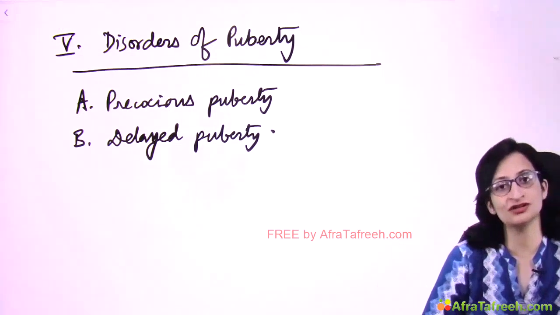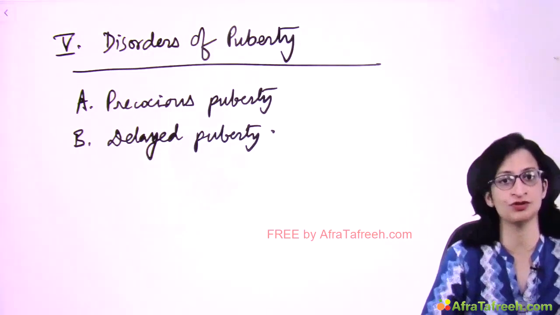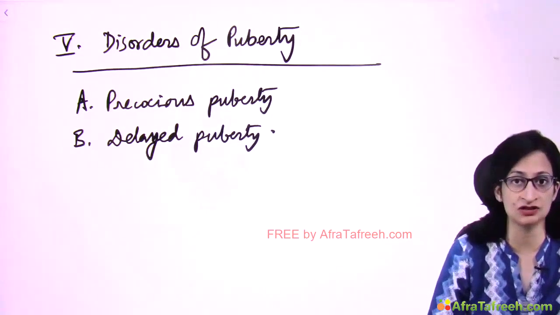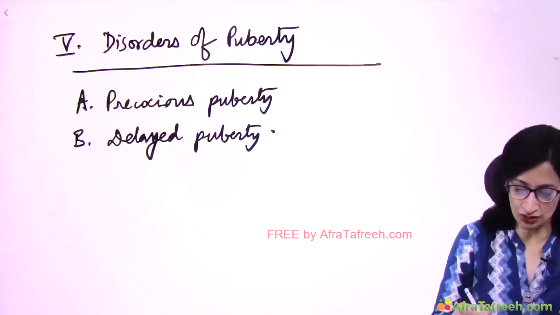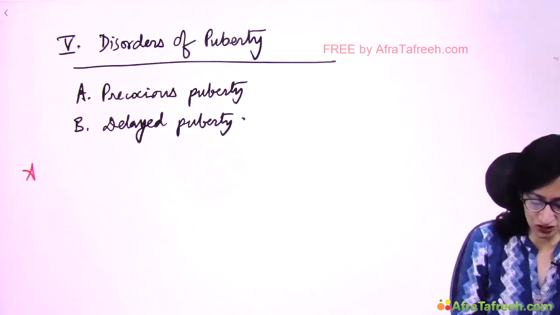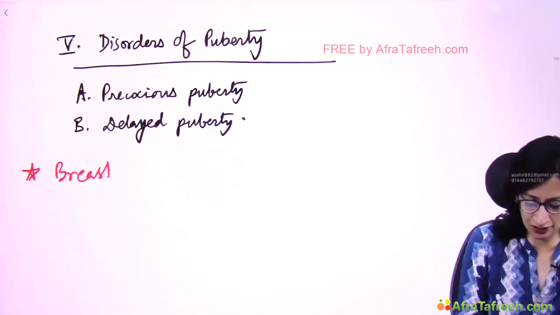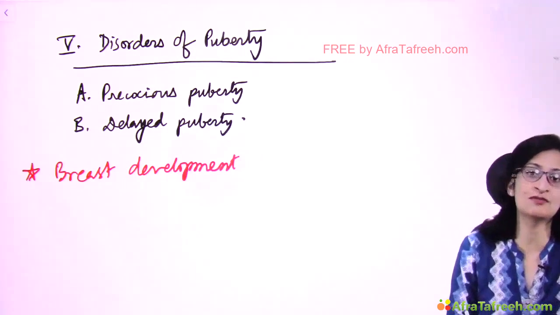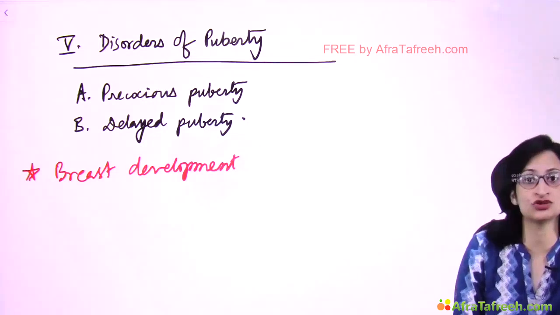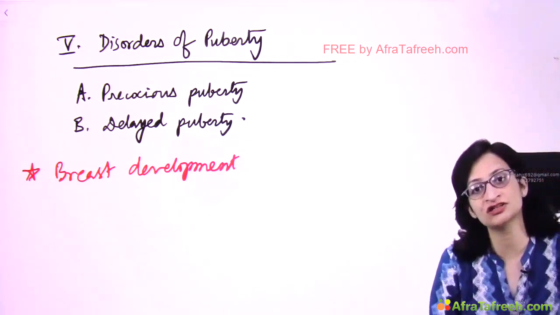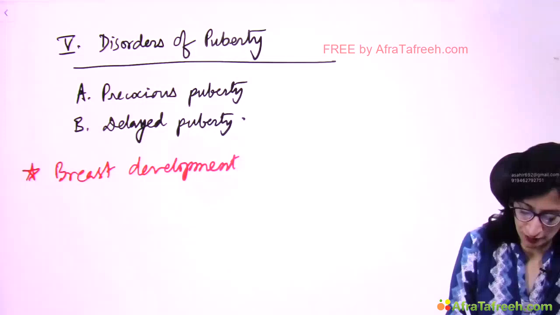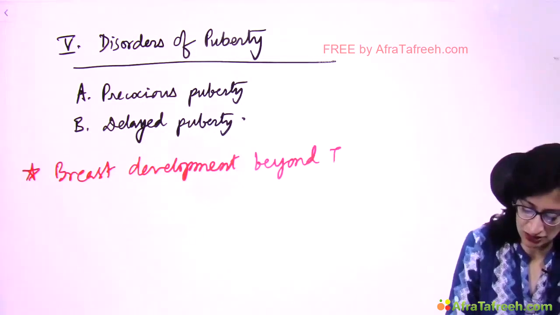We already mentioned that breast development is the first sign of puberty in girls, and what is the first sign of puberty in boys? It is testicular enlargement. So, breast development beyond Tanner stage 2. Remember, we do the Tanner staging or SMR, sexual maturity rating, to know the sexual development of adolescents. And the adolescent age group is 10 to 19 years. Very good.